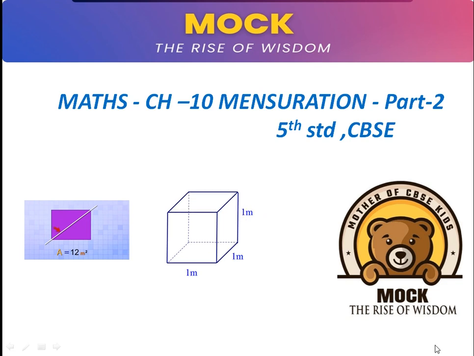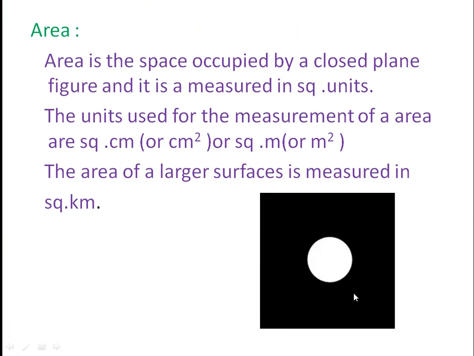Let's go to the first topic, area. See this picture. This picture is an example for the area. What is the area? Area is the space occupied by a closed plane figure. See, this is the square. This is a closed plane figure. Area is the space occupied by a closed plane figure; that we call the area.